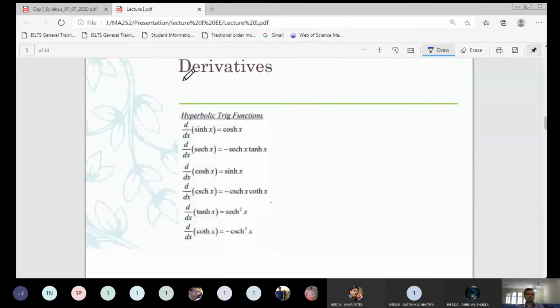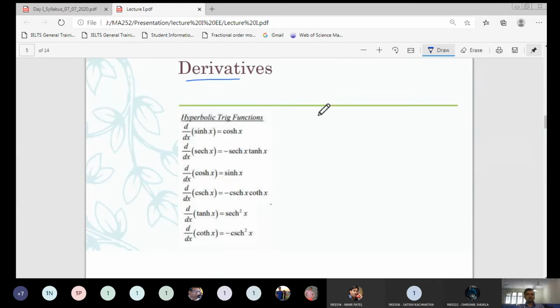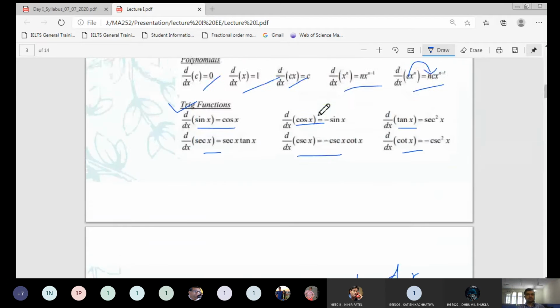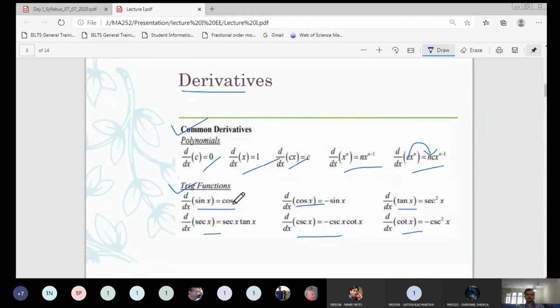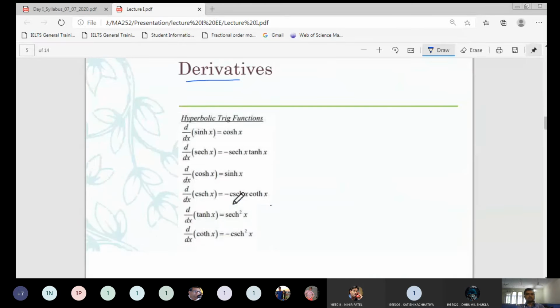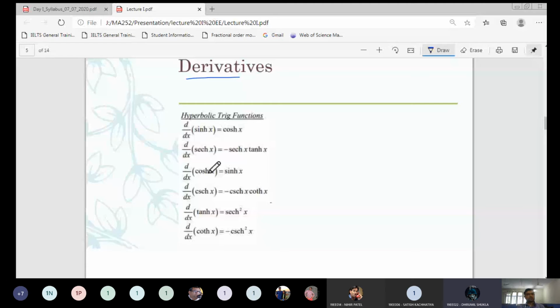Then this is the last one of derivatives, the hyperbolic trigonometric functions. This is similar to the trigonometric functions. The derivative of sine hyperbolic x is cos hyperbolic x. The derivative of sec hyperbolic x is minus sec hyperbolic x into tan hyperbolic x. The derivative of cos hyperbolic x is sine hyperbolic x. The derivative of cosec hyperbolic x is minus cosec hyperbolic x into cot hyperbolic x. The derivative of tan hyperbolic x is sec hyperbolic square x, and the derivative of cot hyperbolic x is minus cosec hyperbolic square x.